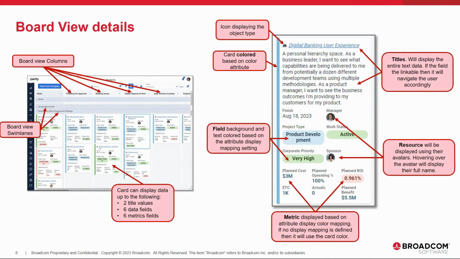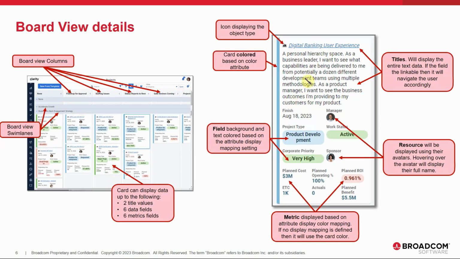The board views will support the column and swim lanes. So in this screenshot, you can see that I have selected the different columns that are going to be displayed. The columns can be collapsed or expanded, and I can see the new swim lane option where I can see the data based on my swim lanes. So I have columns and swim lanes. The card itself will now display up to 2 titles, 6 data fields, and 6 metrics fields.